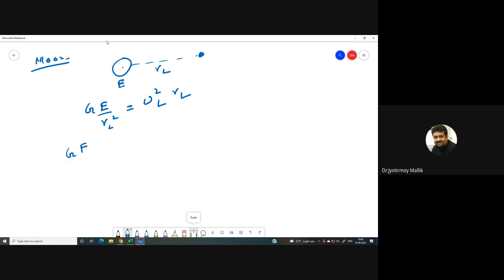G E by R_L square. Just work with me some here as well. Sometimes I might make a mistake while I write these equations, so just point out if I am making a mistake. R_L by R. This is something I can write down, isn't it? Should not be a problem.